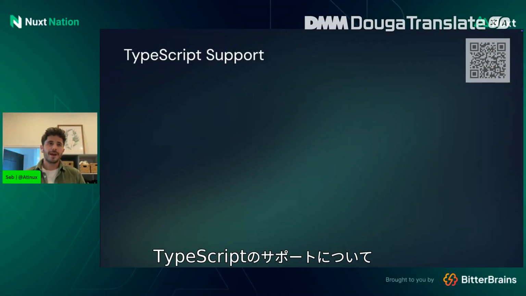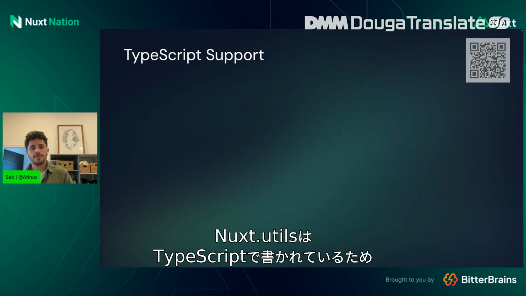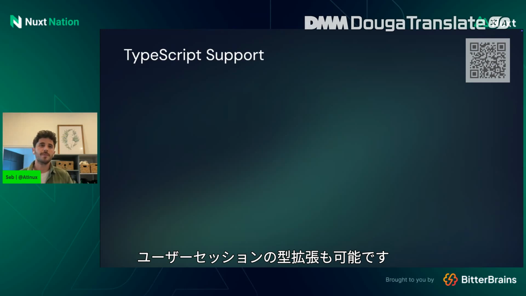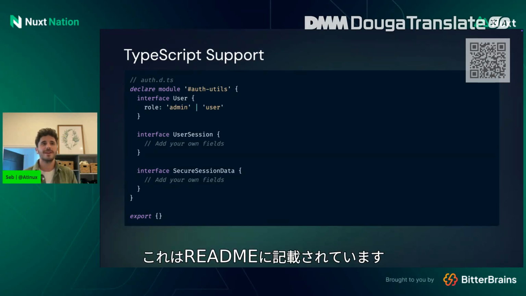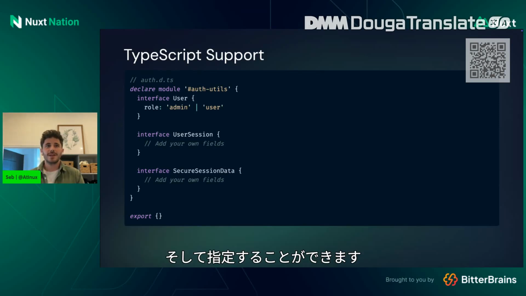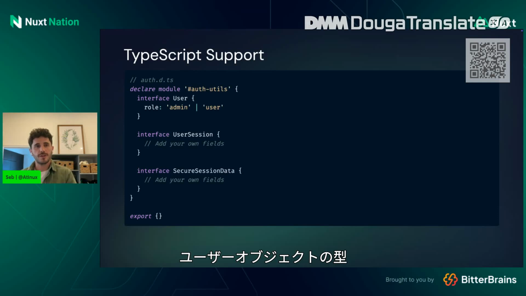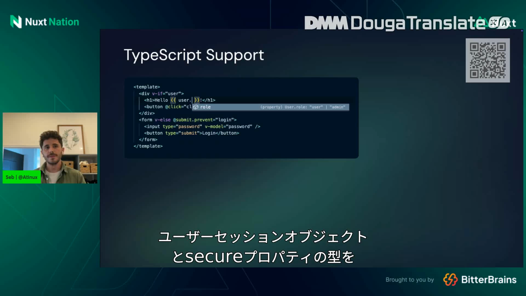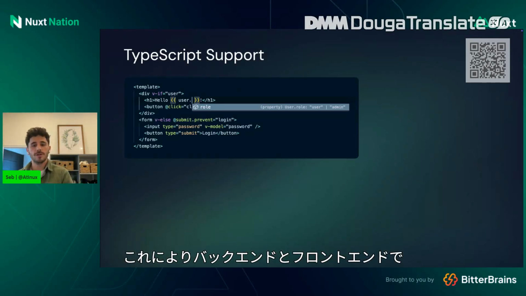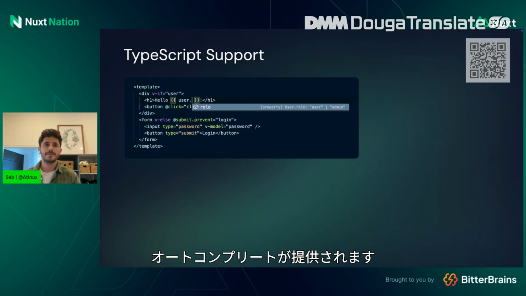TypeScript support. As Nuxt.utils is written in TypeScript, we also allow type augmentation for the user session. All you have to do is create an auth.d.ts file. It's documented in the README, and you can specify the types of your user object, the user session object, and the secure property. This will obviously provide autocomplete in your backend and your frontend.